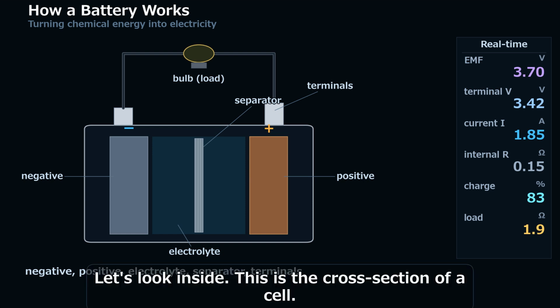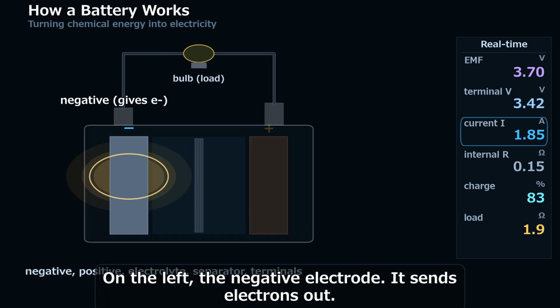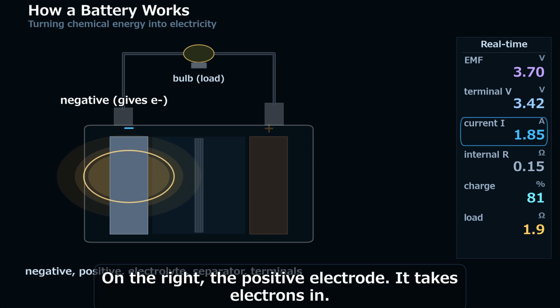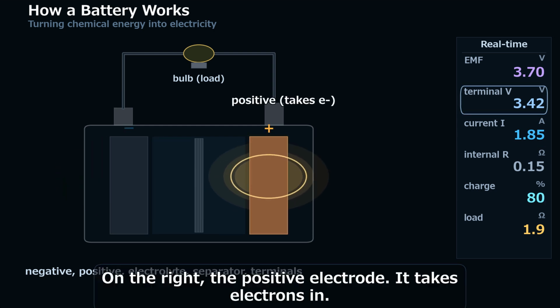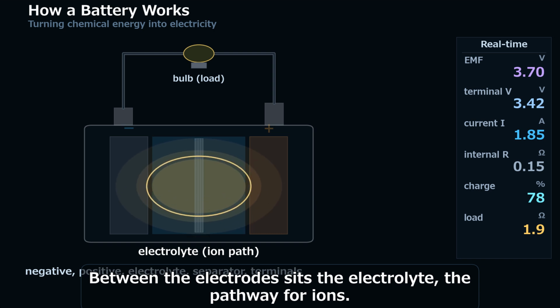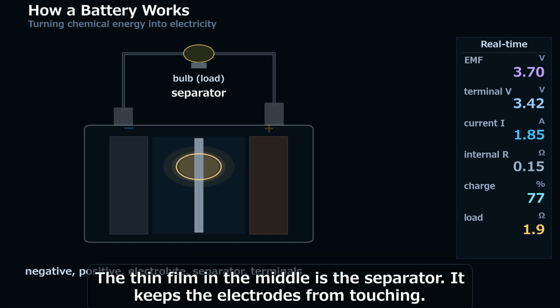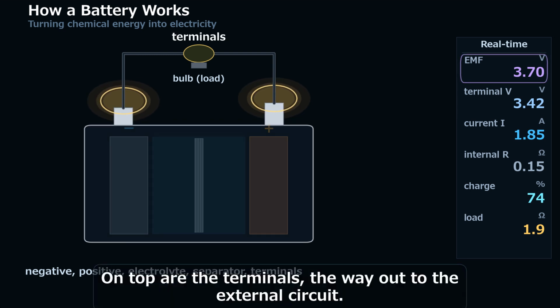This is the cross-section of a cell. On the left, the negative electrode. It sends electrons out. On the right, the positive electrode. It takes electrons in. Between the electrodes sits the electrolyte, the pathway for ions. The thin film in the middle is the separator. It keeps the electrodes from touching. On top are the terminals, the way out to the external circuit.